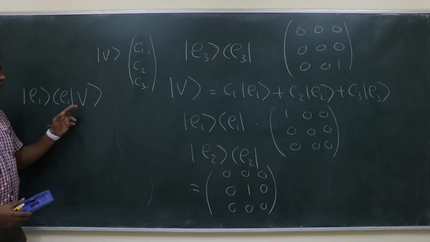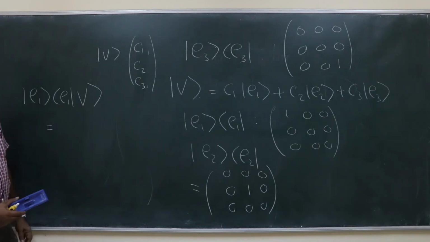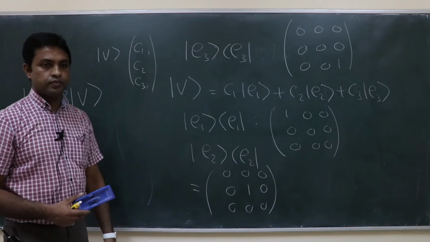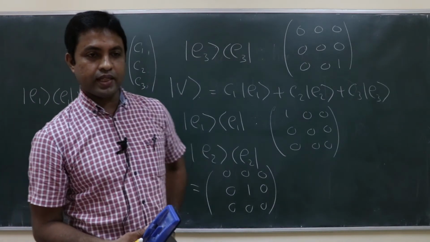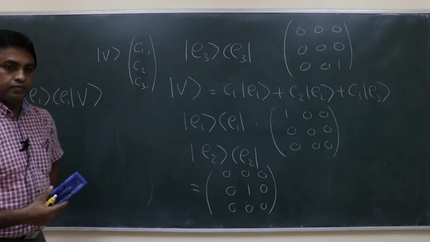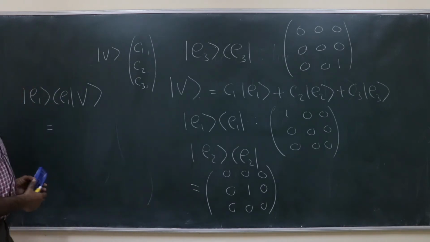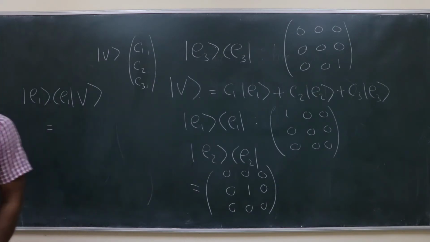Ket E1, bra E1, ket V. Quickly? Sir, it will also be a matrix. C, 0, 0, 0, 0, 0, 0, 0, 0. Okay, I will give you 15 seconds. C1, 0, 0. So what is the order of priority? Which operation do we have to do first if we aggregate this?